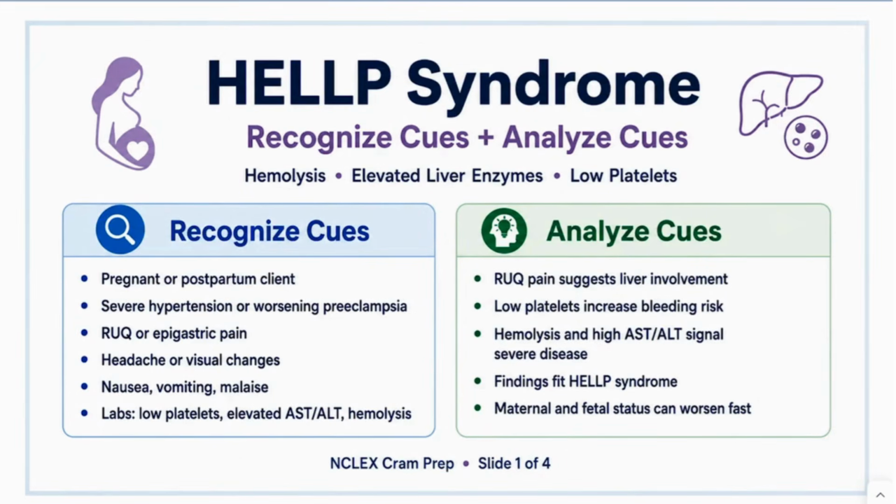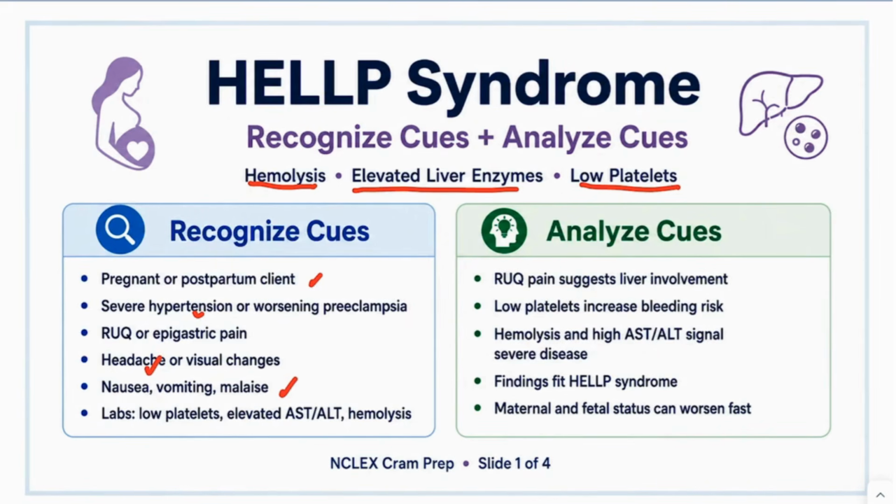So HELLP syndrome stands for hemolysis, elevated liver enzymes, and low platelet. Now, you may see a pregnant patient or a postpartum patient with hypertension. You can also have severe headache, visual changes, nausea and vomiting, and body malaise.